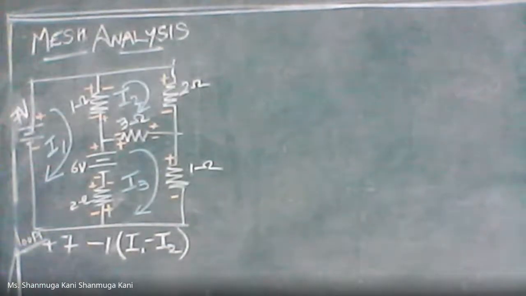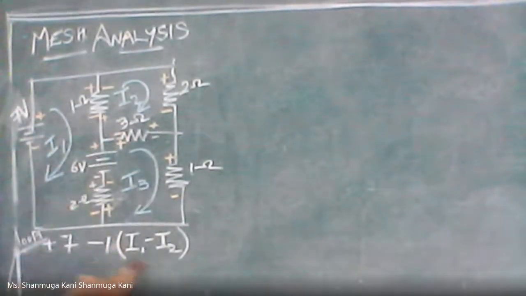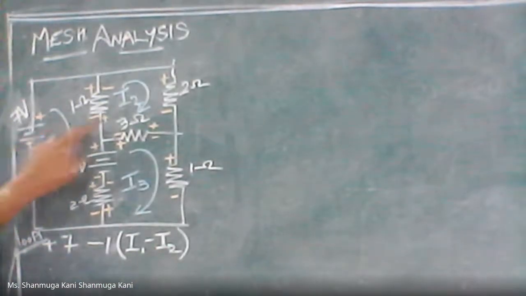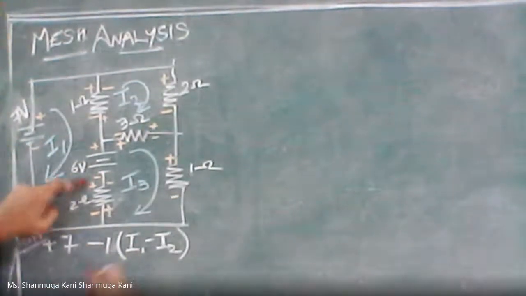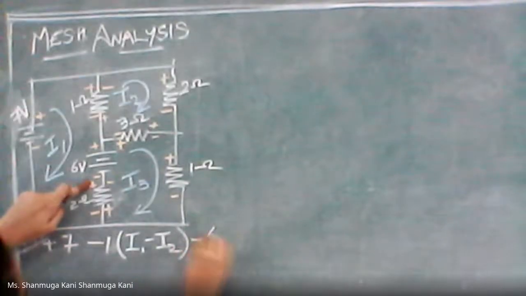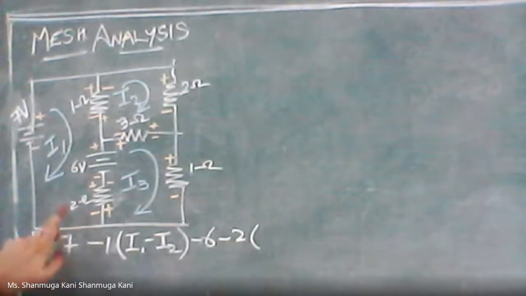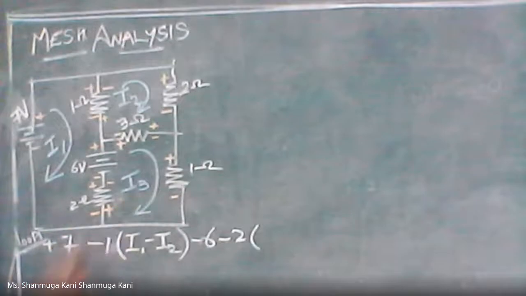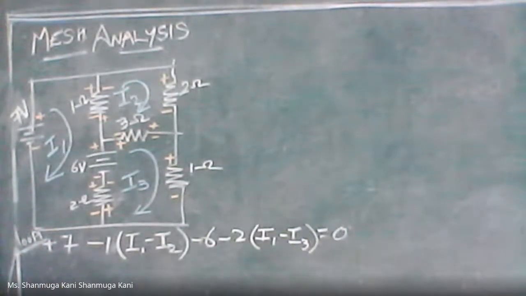For loop 1, the voltage source has a plus sign, and then minus 1 into (I1 minus I2). Why I1 minus I2? The 1 ohm is common to both loop 1 and loop 2. And then for this 6 volt, leaving sign, so minus 6. And for the 2 ohm resistor, leaving sign, so minus 2 into (I1 minus I3), because this 2 ohm is common to loop 1 and loop 3, equal to 0. Are you able to understand this equation?